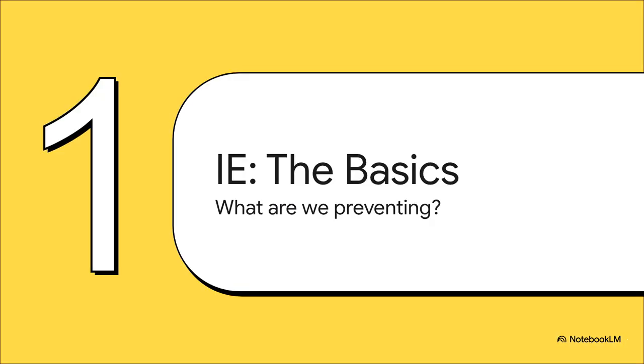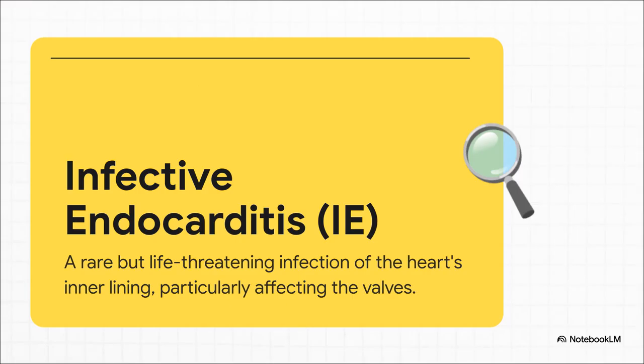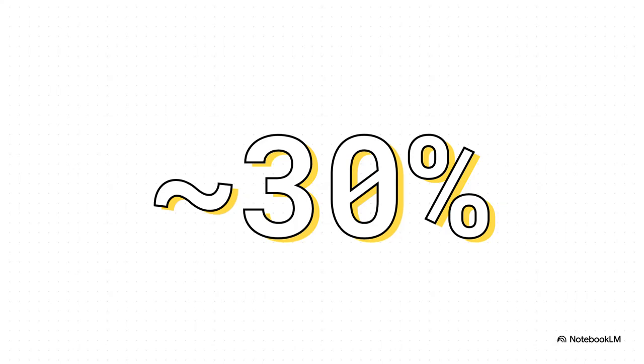Before we get into the rules and regulations, we have to be super clear on what we're actually trying to prevent here. So, infective endocarditis, or IE for short, is an infection of the inner lining of the heart. Think of bacteria getting into the bloodstream, traveling to the heart, and setting up camp on the heart valves. It's rare, yeah, but it's incredibly serious. And just how serious are we talking? Well, the case fatality rate is around 30%. Let that sink in. This is a life-threatening condition. And that's exactly why these guidelines exist and why your role as a dentist is so incredibly important.